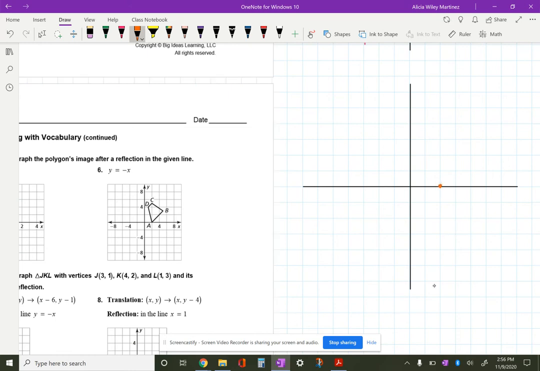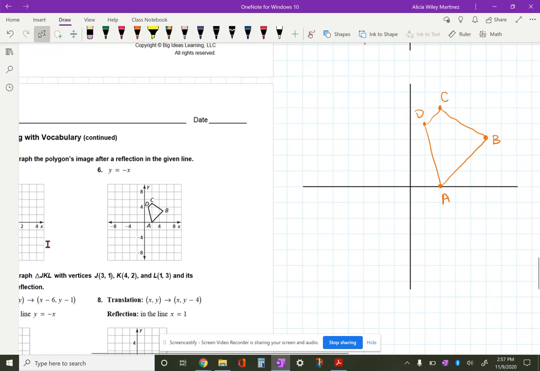A is at 2, 0. Looks like B is at 5, 3. 1, 2, 3, 4, 5, 3. And C is at, no, 2, 5, sorry. See, it's a little confusing. 1, 2, 3, 4, 5. That's C. And then D is at 1, 4. So connecting those, this is the image that you see there, just a little bit bigger and easier to see.